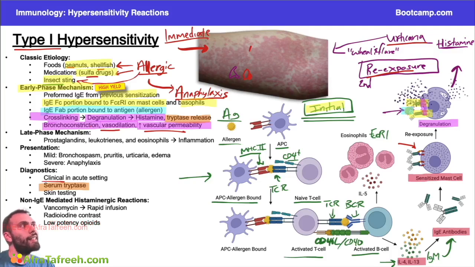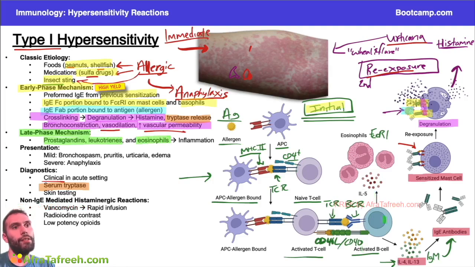Now, the thing that is a little bit less high yield than what we talked about here, but has come up occasionally, is what happens in the later stages. What happens hours after you're exposed to this antigen? Because remember, the early phase are things that are happening immediately, right? We already have everything we need to degranulate. But later on, we do get some release of prostaglandins, leukotrienes from the arachidonic acid pathway. And a lot of this is potentiated through eosinophils.